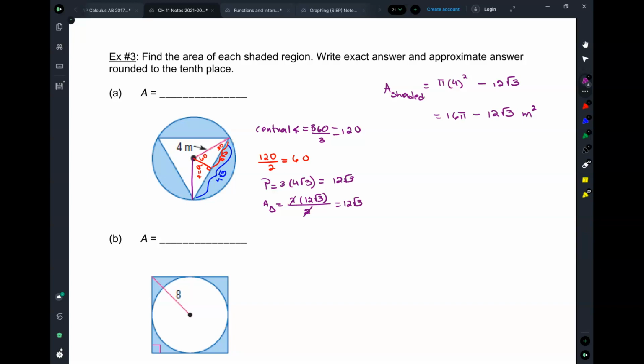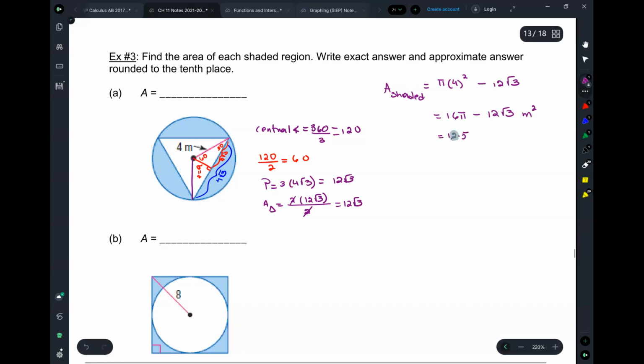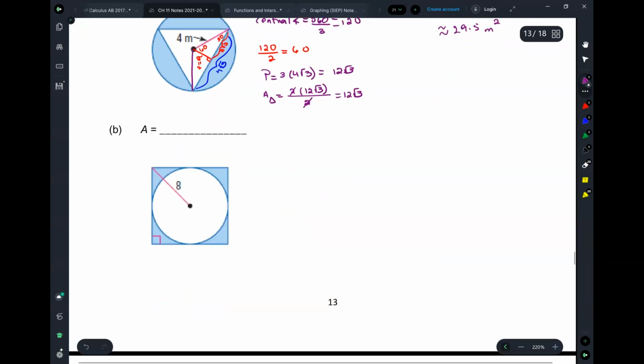Oh, 29.48 it is. Okay, so 29.5 since we're rounding it down. Very good. 29.5 meters squared. Fabulous. Okay. Let's do the next one then.